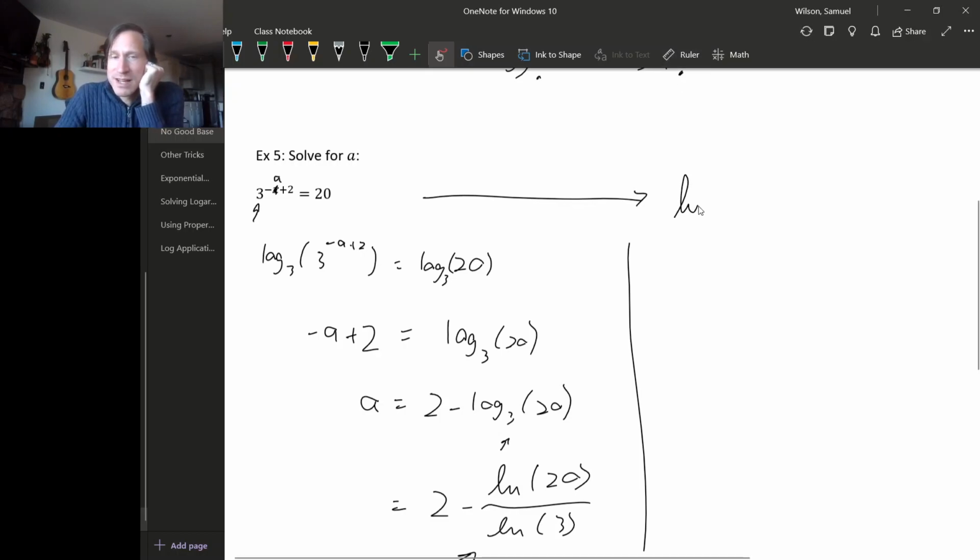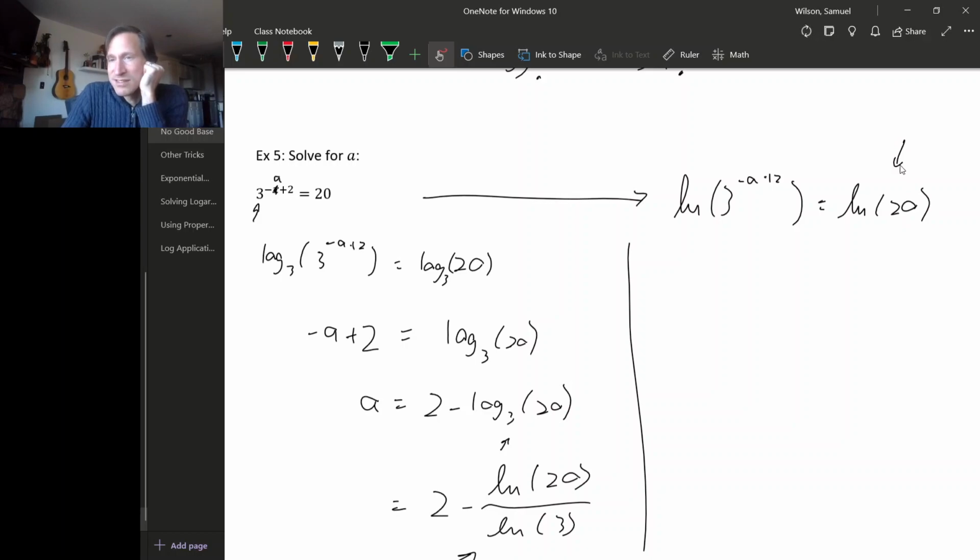So when we do that, we get natural log of 3 to the minus a plus 2 equals natural log of 20. Okay, now natural log of 20, that's not going to be a nice number, but at least we have a natural log button on our calculators. What about the left-hand side? Well, inside our logarithm we have something to an exponent, so we can grab this exponent and move it down in front. So we get minus a plus 2 times natural log of 3 equals natural log of 20.